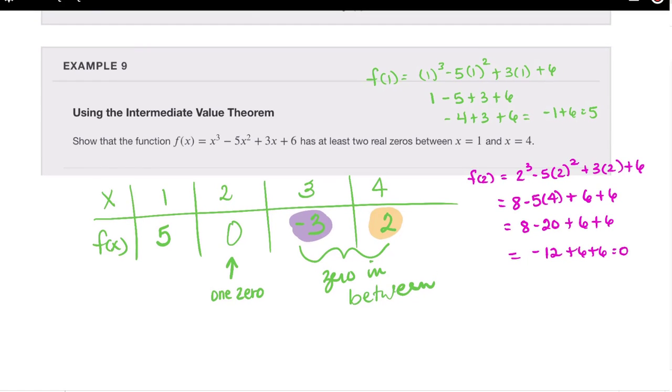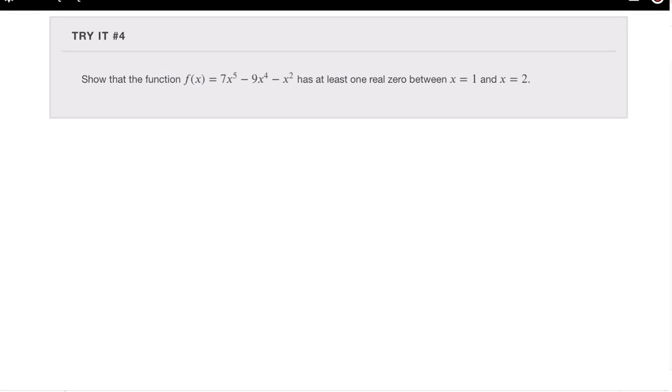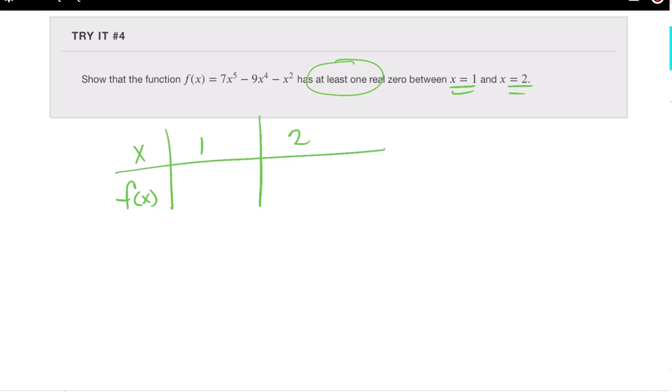All right, so you guys try this last one. Use the intermediate value theorem to show that there is at least one zero between 1 and 2 for the function 7x to the fifth minus 9x to the fourth minus x squared. Okay, so we want to find at least one zero, so really all we need to do is make a table of values and substitute in these two numbers here. And if we show that one answer is negative and one answer is positive, then we know that there's a zero in between.